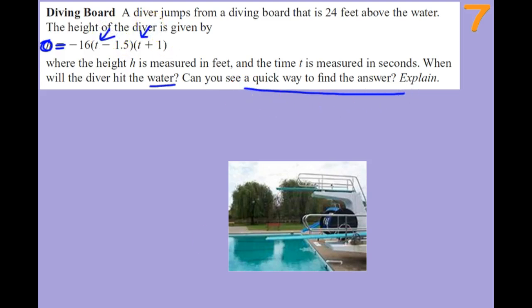Well, didn't we learn earlier that if something's equal to 0, one of the parts has to be equal to 0 in order for this statement to be true? So let's set all three parts equal to 0. 0 equals negative 16, 0 equals t minus 1.5, and 0 equals t plus 1. These are all equations that we need to solve. Figure out which one's going to make the most sense.